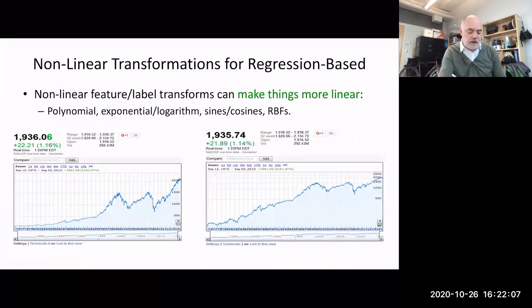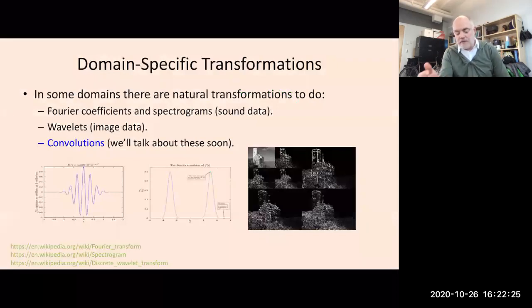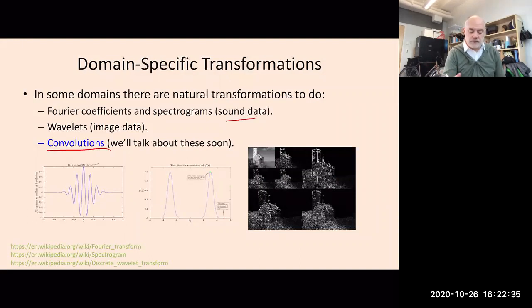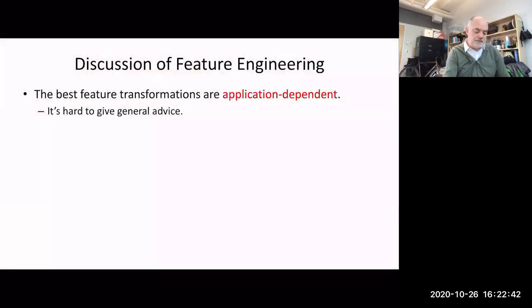We've talked about nonlinear transformations for regression-based models, right? There was a question even here about what kinds of autoregressive models you use to do prediction. So here's an example of the kinds of thing that you would model using an autoregressive linear model, and you probably would use, or should use, relatively sophisticated feature transformations, right? And there are lots of domain-specific transformations, which we'll talk about, particularly when we talk about convolutions in the next lecture. If you have sound data, it's natural to look at things in the Fourier basis or use spectrograms, which is probably the more practical thing to do, wavelets for image data, and convolutions, which we'll talk about next lecture.